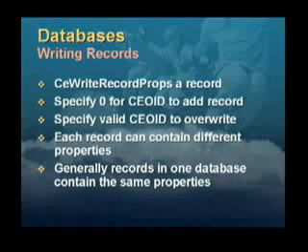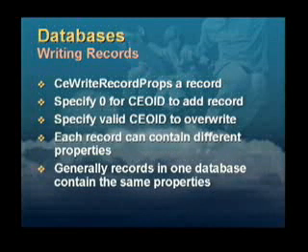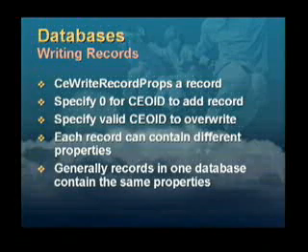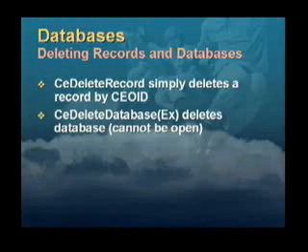For writing records, it's pretty similar. You pass it another one of these prop ID arrays, and you basically give it the prop IDs that you define, and you pass them a value. If you specify an OID of 0 when you do this, it'll create a new record. If you specify an OID that already exists, which you've gotten from a read, you can overwrite those records. As I said before, each record can contain any properties you want, and generally you keep your database consistent. If you want to get rid of a record, you just call CeDeleteRecord and give it an OID.